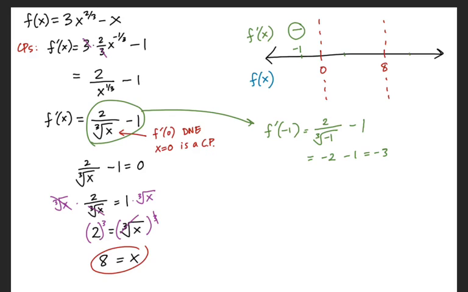And then keep moving through all of our intervals. I'm going to pick something between 0 and 8. 1 is usually easy to plug in.